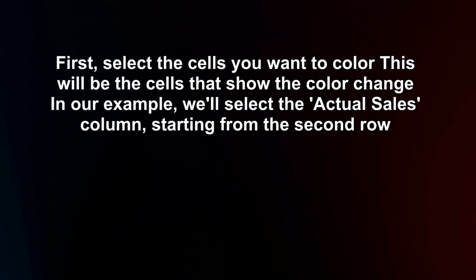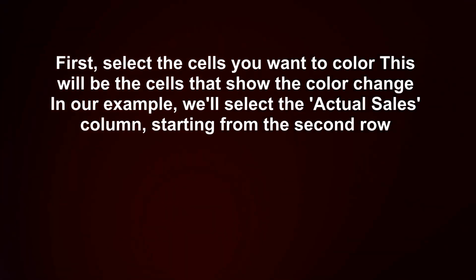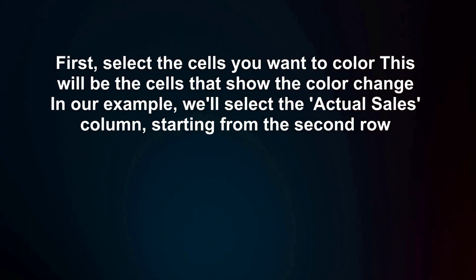First, select the cells you want to color. This will be the cells that show the color change in our example. We'll select the actual sales column, starting from the second row.